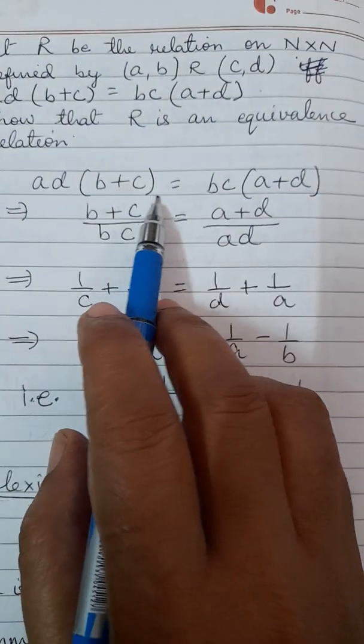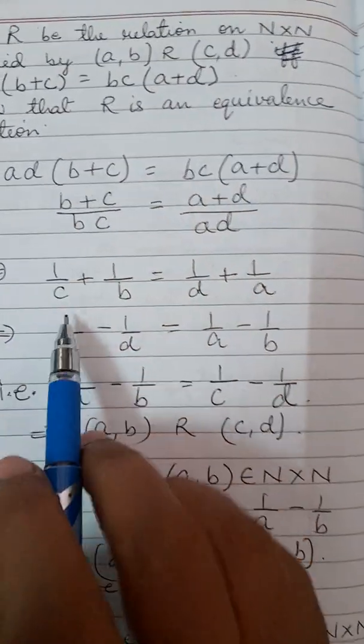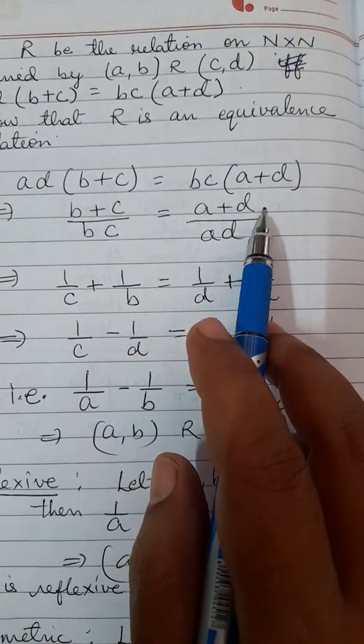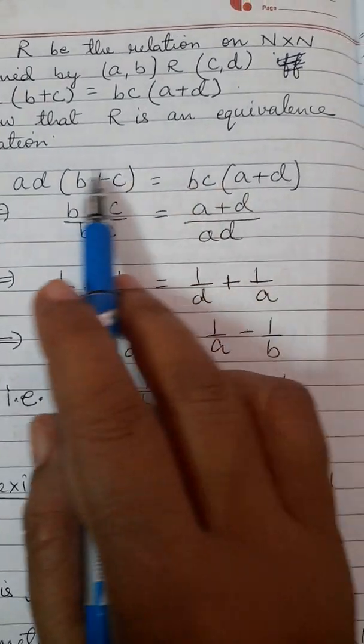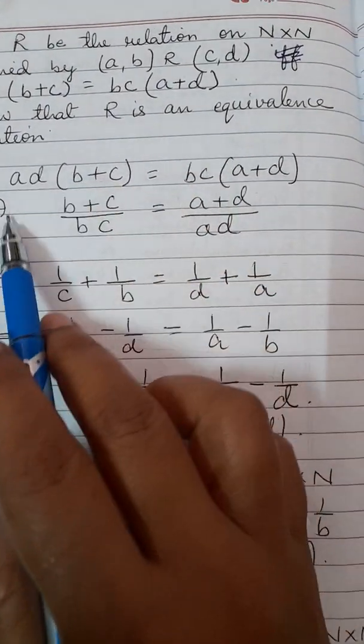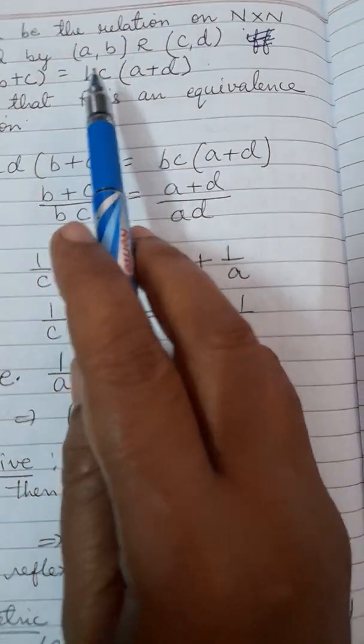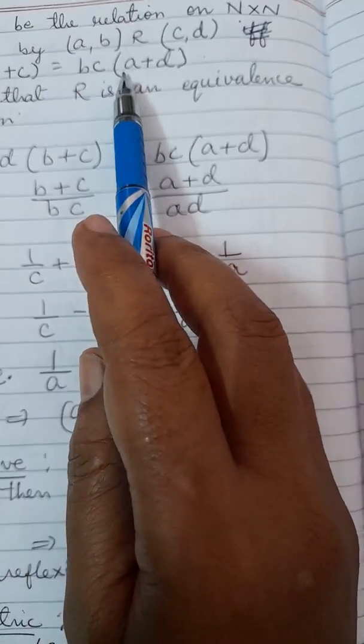So first of all we will take the ordered pair. (B + C)/BC = (A + D)/AD. Why are we taking this relation and simplifying it? Because we want to establish a relation between the two components within an ordered pair.